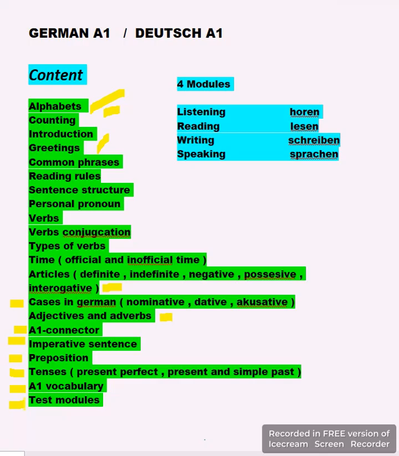So, first of all, what are test modules? We are having four test modules in German A1. These are the four test modules. Basically, we are comparing the IELTS test with German A1.